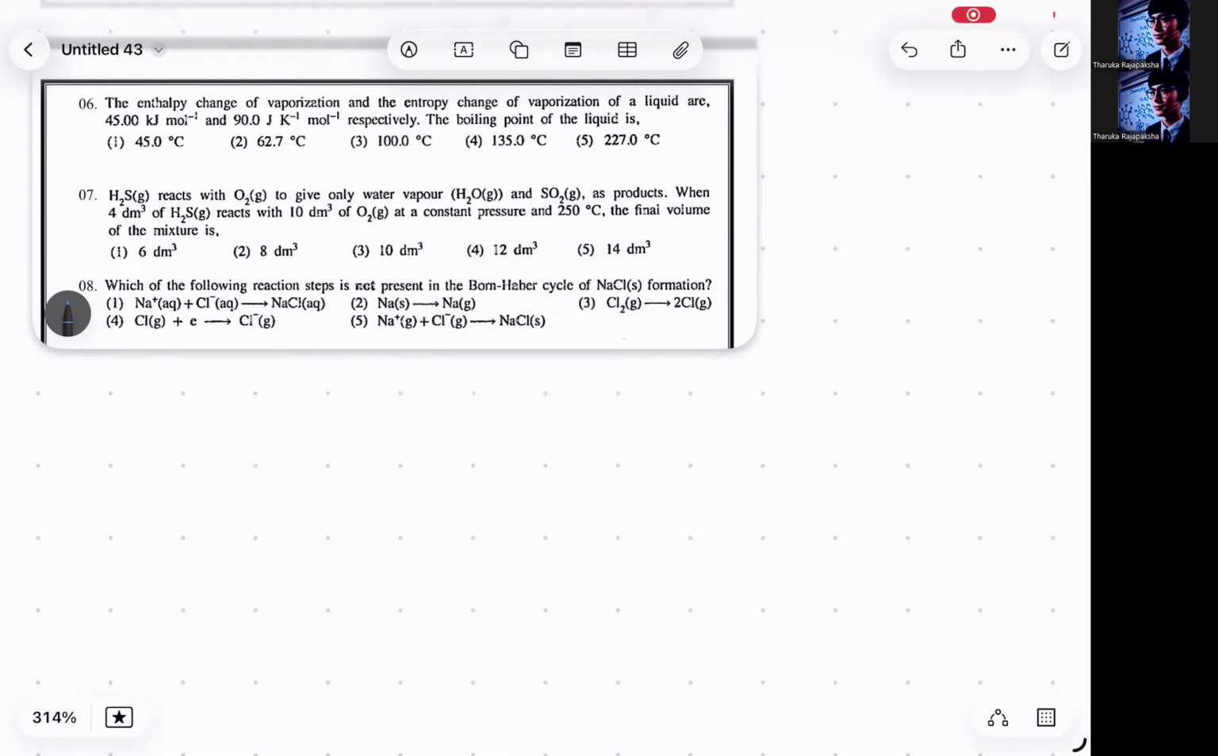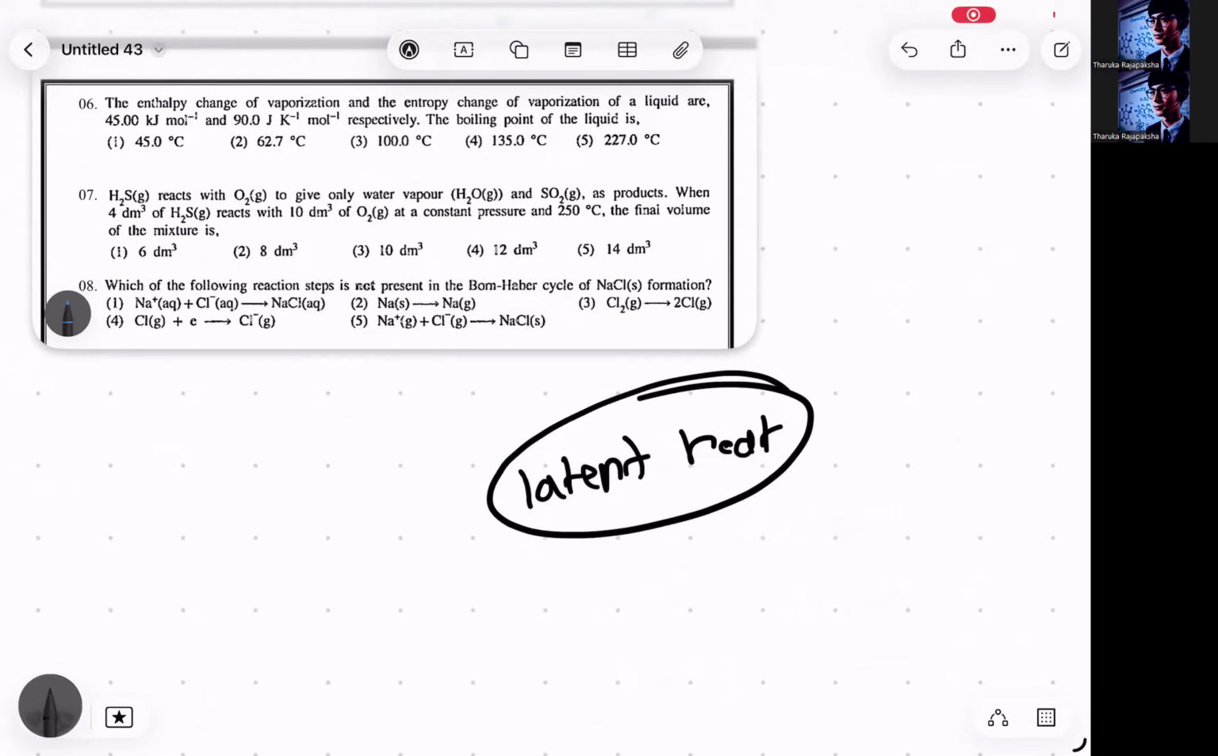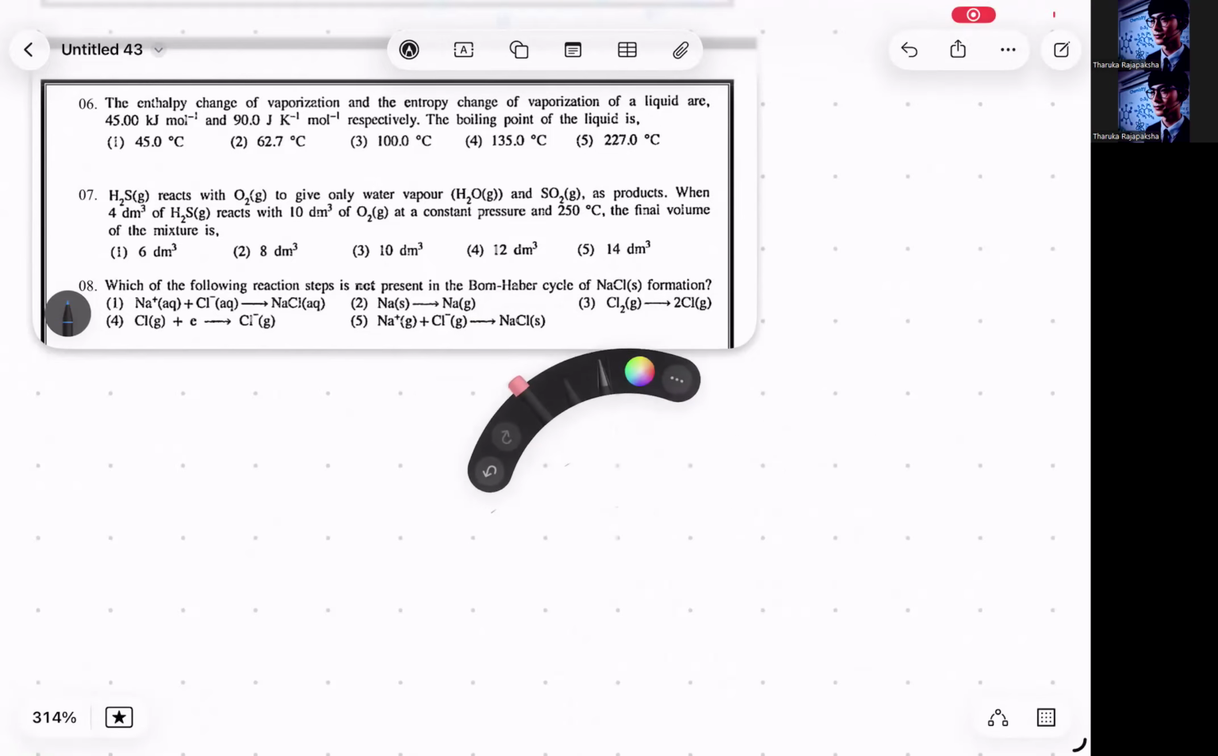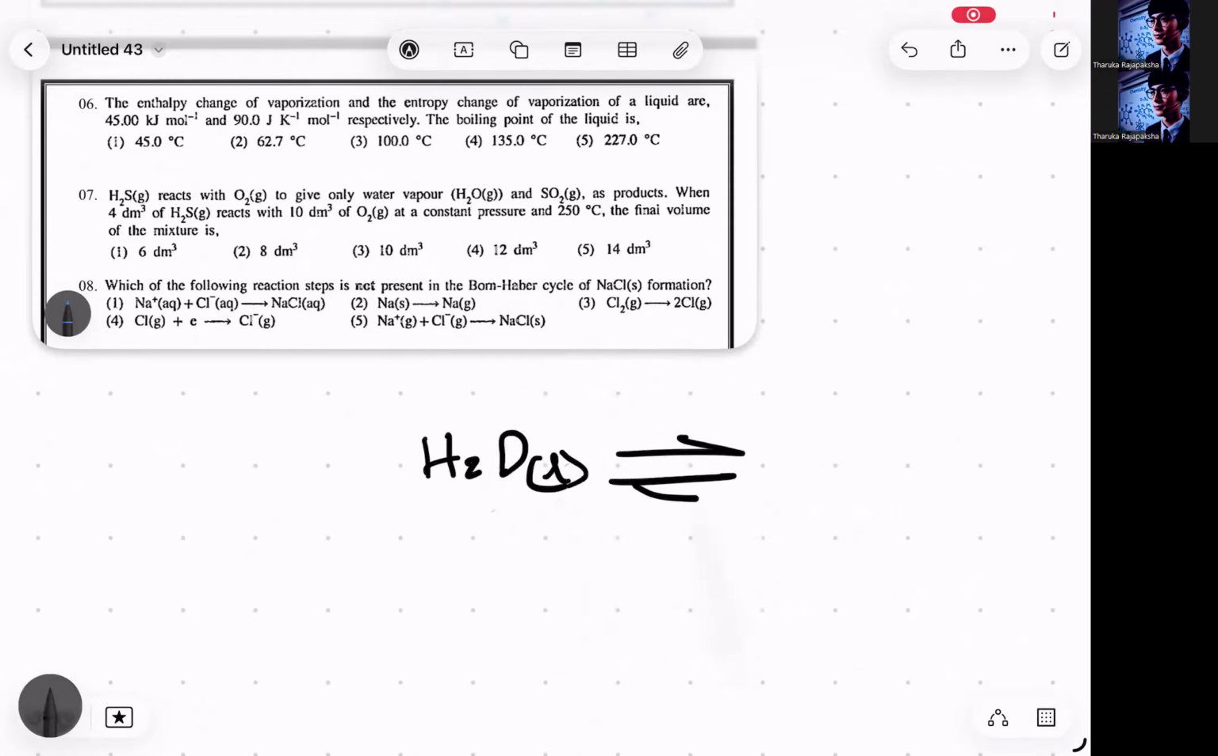So some of you might be messed up with this question and how to answer it. Actually, you have to refer to the place where the liquid boils. You know latent heat of vaporization, right? That's the place where the liquid turns to gas. In chemistry, we say at this state the reaction is reversible. H2O liquid converts into H2O gas at this place. The reaction is reversible.